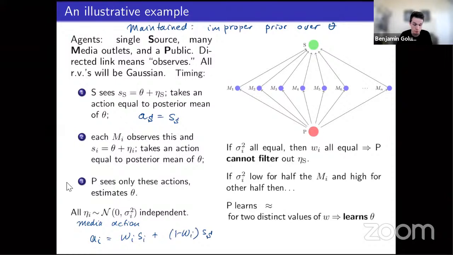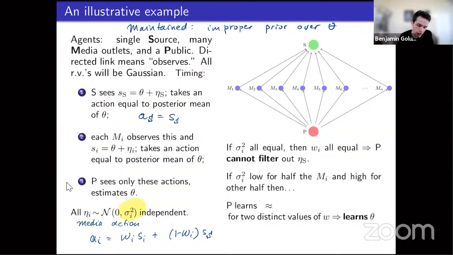And this is the thing that the public will observe. The public will observe a lot of these actions, right? And crucially, the weight here depends on the media outlet. The reason it depends is because different media outlets might have different signal precisions, right? Different media outlets may have different quality private signals. And if you have a higher quality private signal, you're going to pay more attention to it relative to the source.